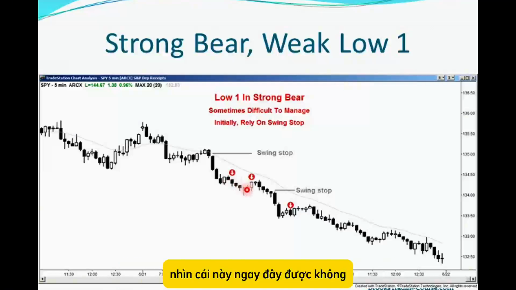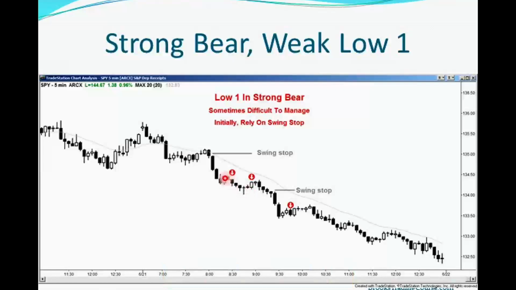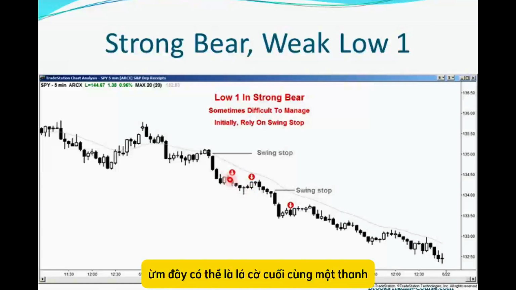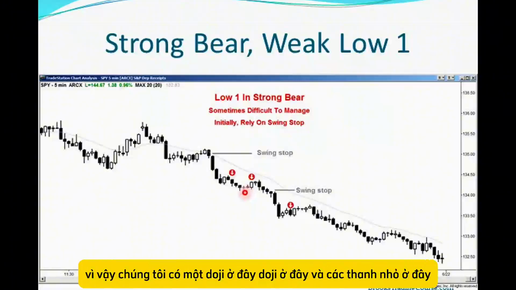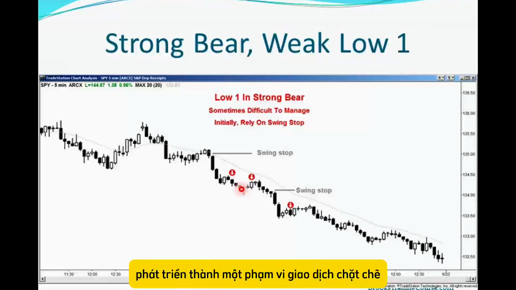However, look at this one right here. Okay? This could be a 1 bar final flag. We have a possible reversal here. And then we have this signal bar here. This very small bar is a signal bar, and it's a doji. So we have a doji here, and small bars here. The market might be evolving into a tight trading range. So to me, that's a weak sell setup.